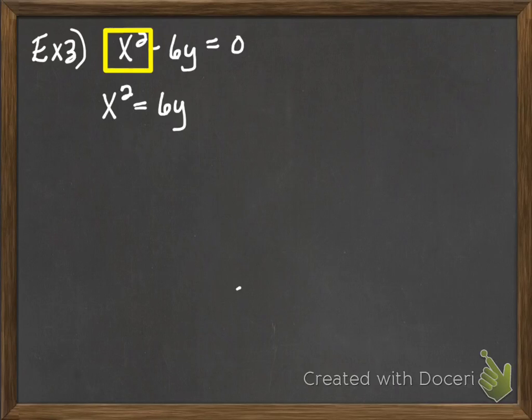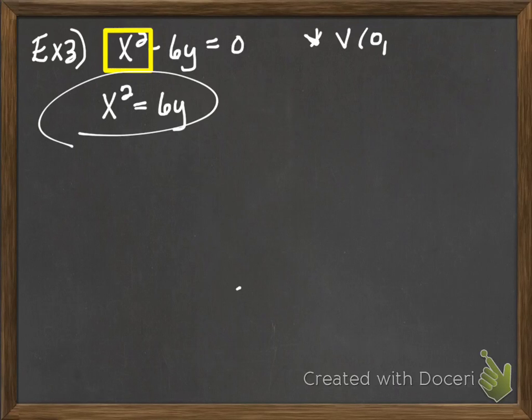You would only complete the square with a variable that is squared. You would only have to complete the square, not all the time, but when you do have to complete the square, you would only have to do it with a variable that is squared. And we'll look at that in just a second. So believe it or not, x squared equals 6y is in standard form. So you should be able to tell me what the vertex is.